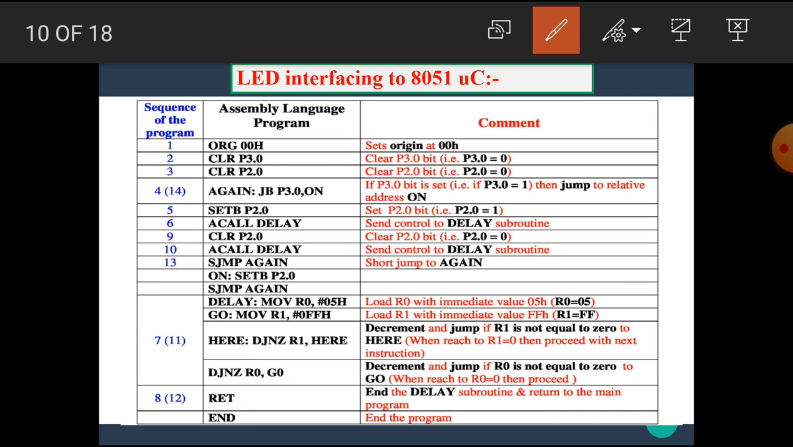Now, after clear P2.0, the next instruction is a call delay. That means again it jumps to the delay subroutine, and after execution of this delay, the next instruction is SJMP again. That means short jump to again. This process is continuous. Okay, I hope you all understand the program.